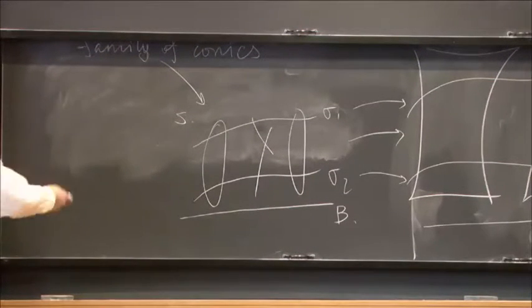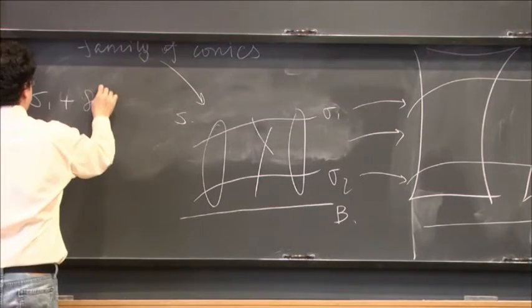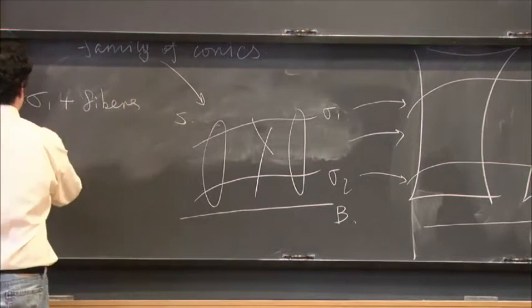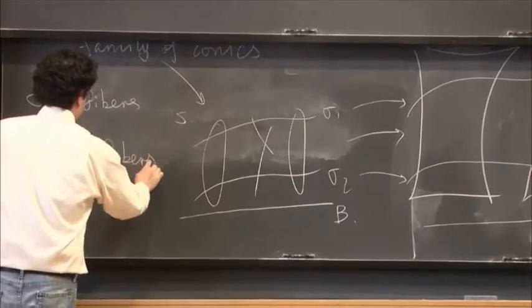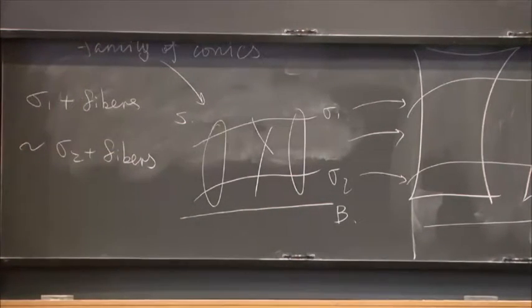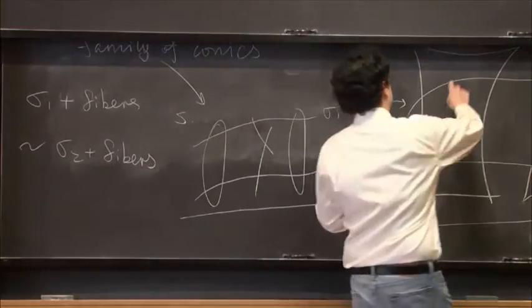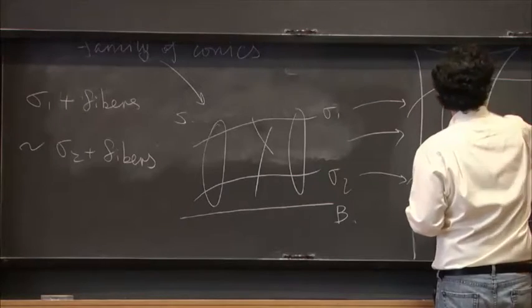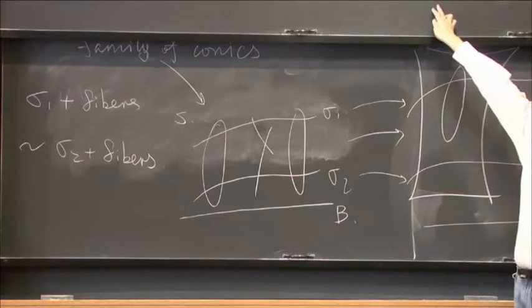Okay. Then you take the sigma 1 plus some fibers. So this is rationally equivalent to sigma 2 plus fibers. Then you just take this pencil. Of course, here you have a conic, and here you add a line to this. Okay. So if you add a line, of course, this is okay, because by construction, you allow adding lines.